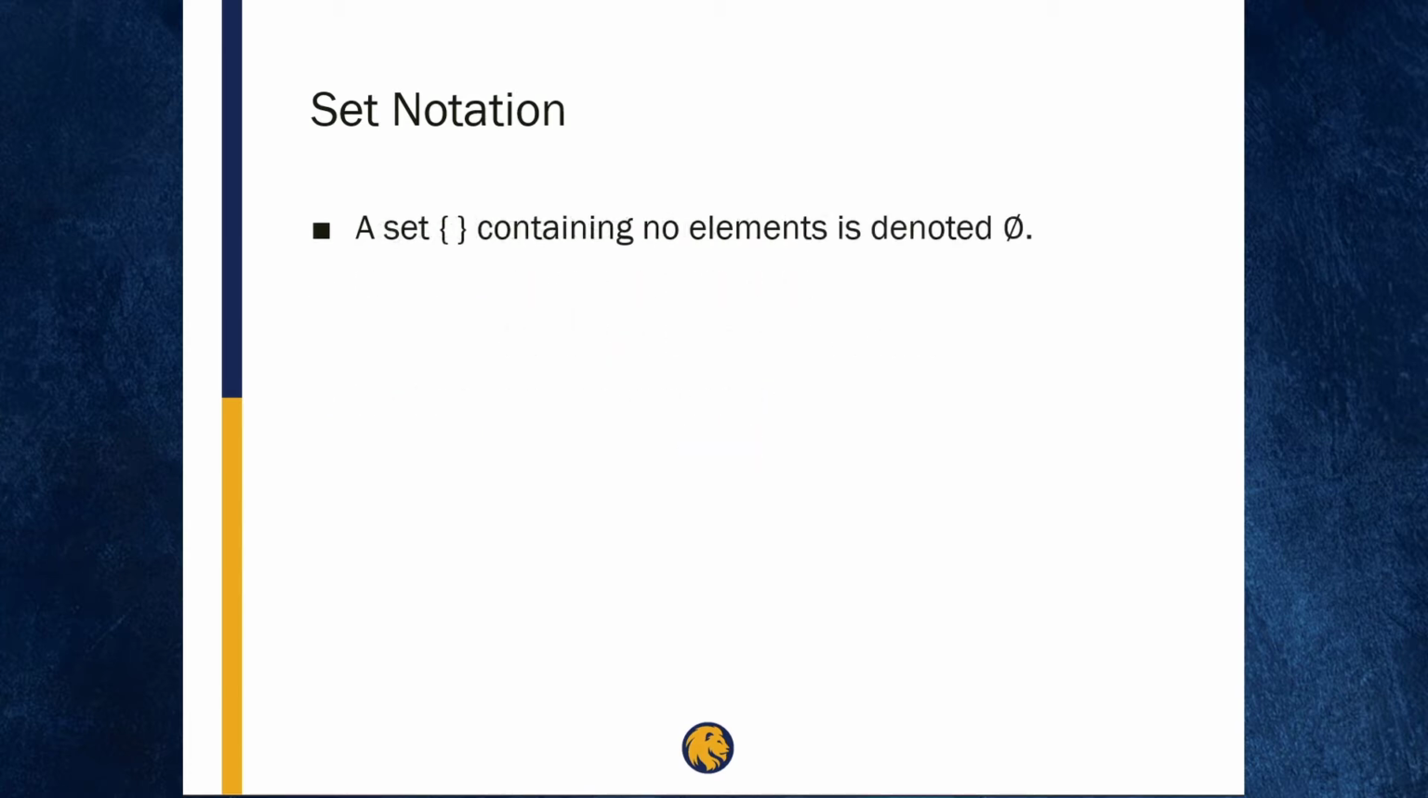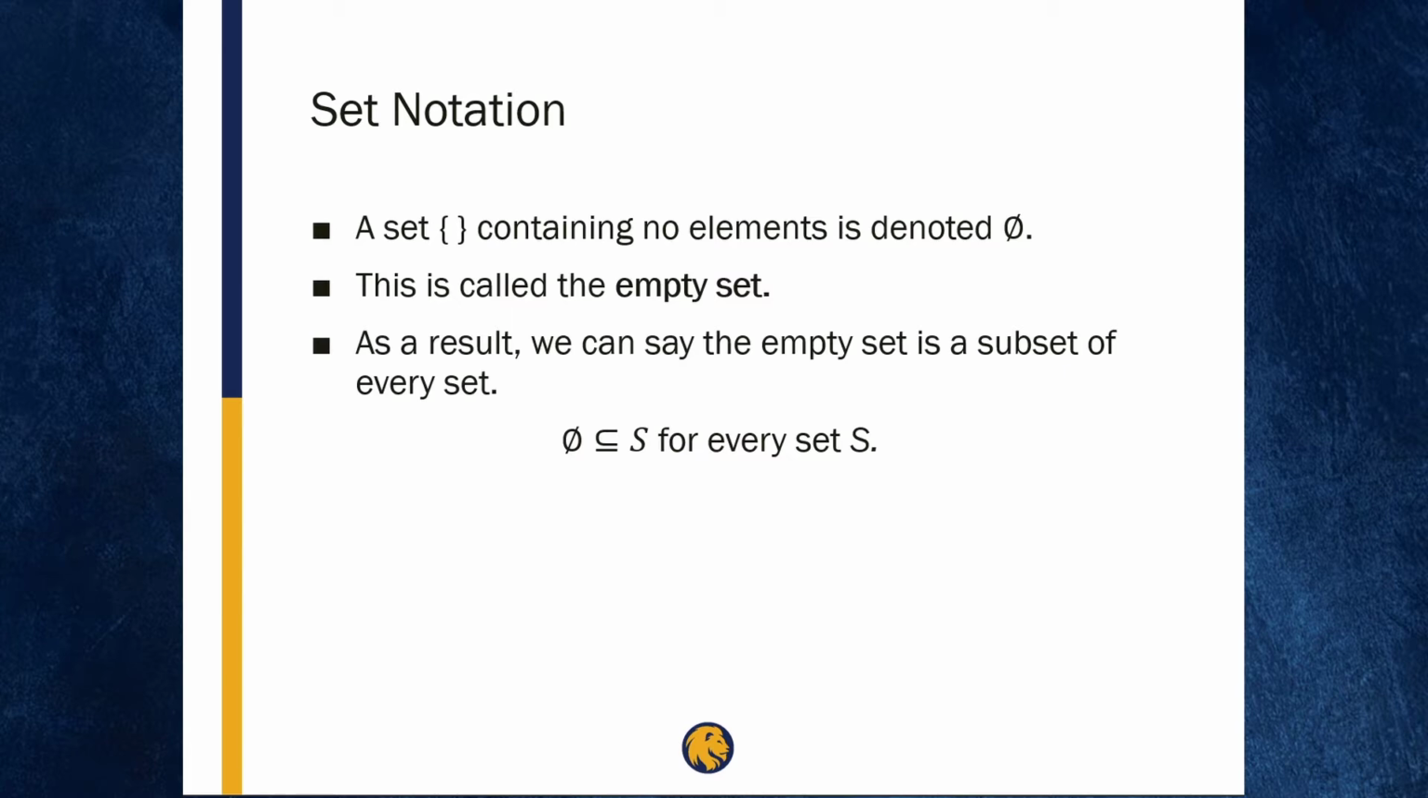The set of just curly braces with nothing contained inside of it is a set containing no elements and is denoted with this symbol here, which looks like a circle or a zero with a line through it. This is called the empty set. Since the empty set is empty, we can say that the empty set is a subset of every set. So we say the empty set is a subset of S for every set S.